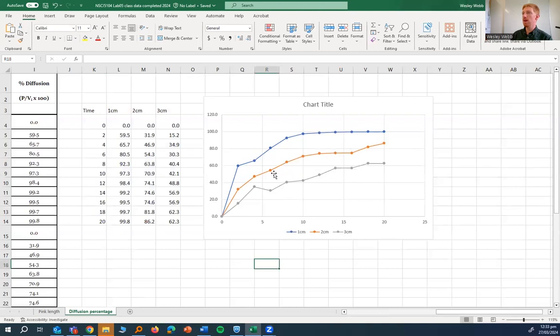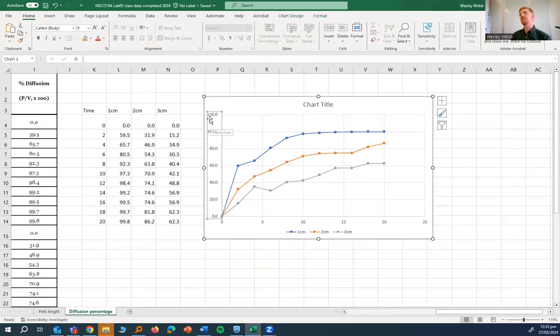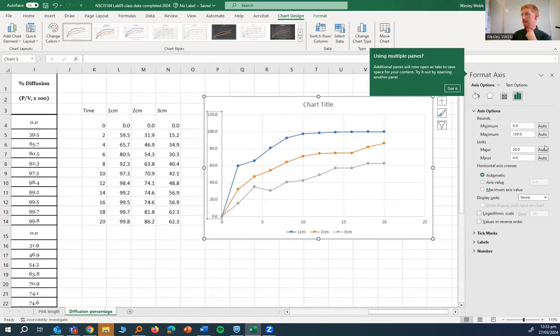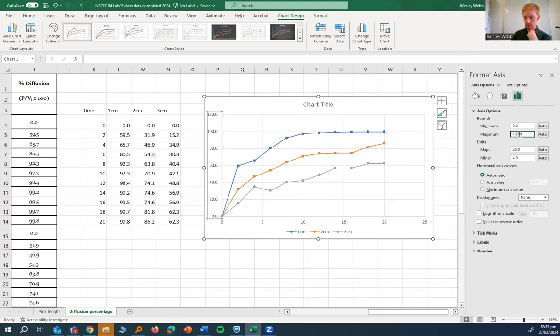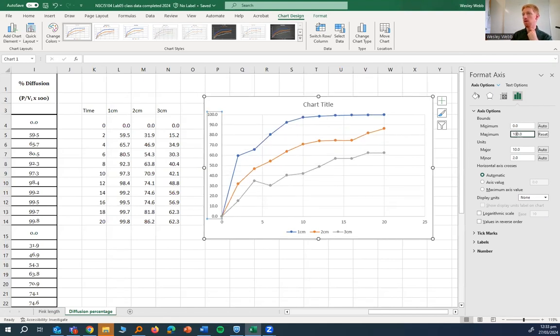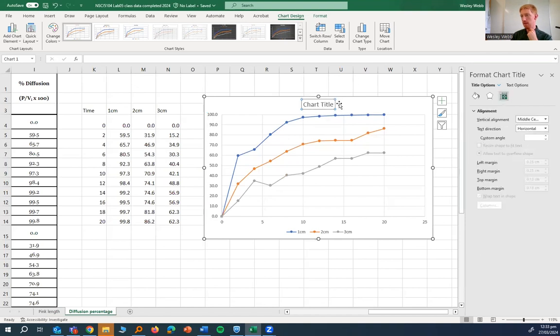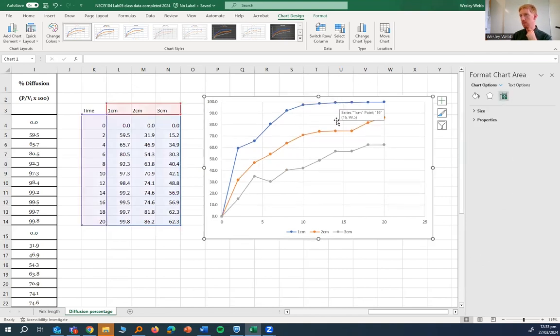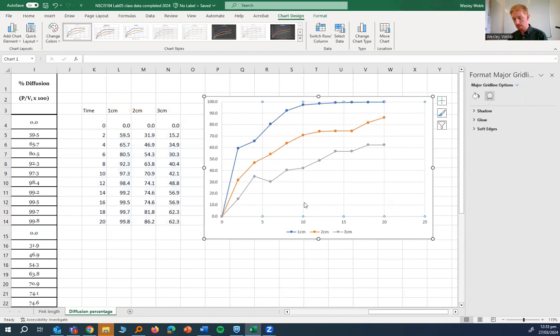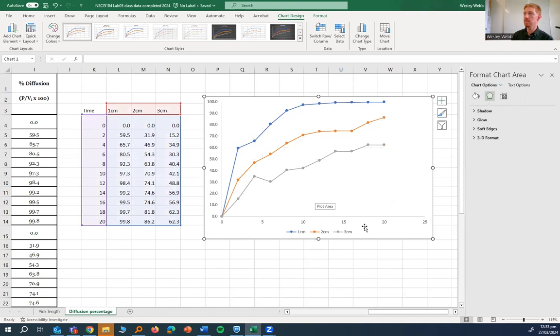How can we make this graph look a bit better? So think about, if this is a percentage, there's no point going up to 120%. So how can we make sure that it stops at 100%? If you double click this, here you can set the maximum to be 100. That's a bit more logical. We could get rid of the chart title. We could clean up the lines on it. Maybe we don't need the lines.